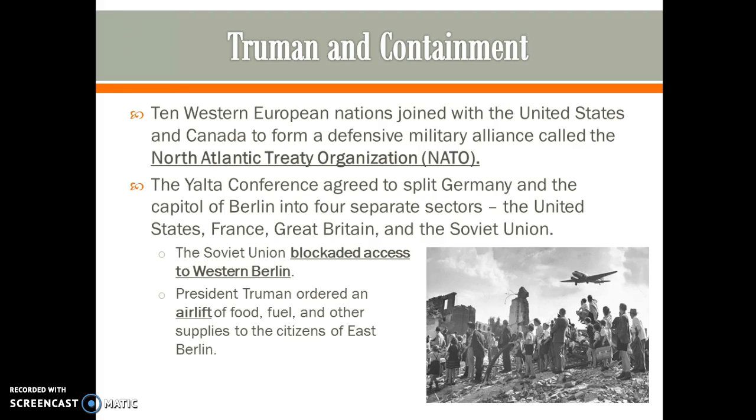The Yalta Conference after World War II had agreed to split Germany and the capital of Berlin into 4 separate sectors. Each sector would be led by the United States, France, Great Britain, or the Soviet Union. The Soviet Union, in their sector of Berlin, had blockaded access to Western Berlin. President Truman ordered an airlift of food, fuel, and other supplies to the citizens of East Berlin.